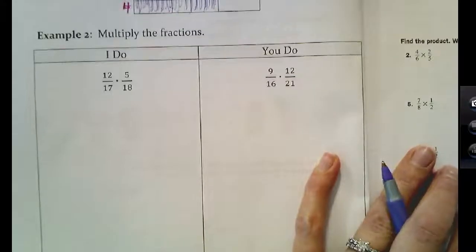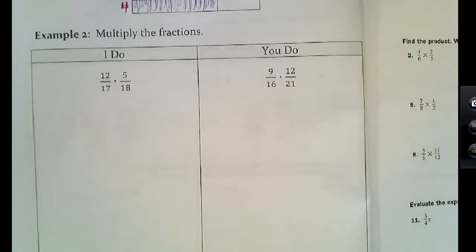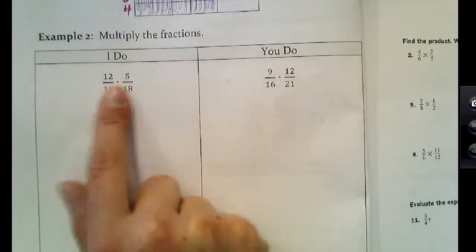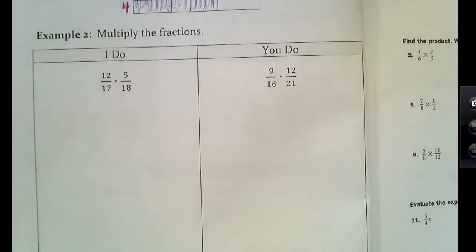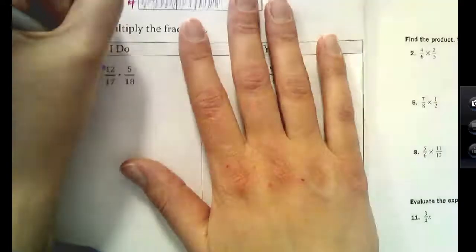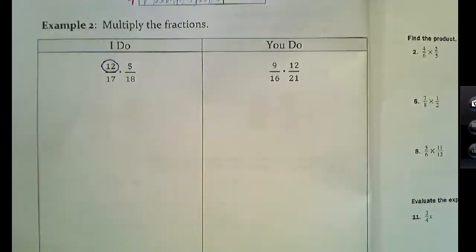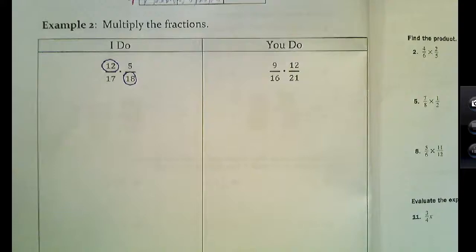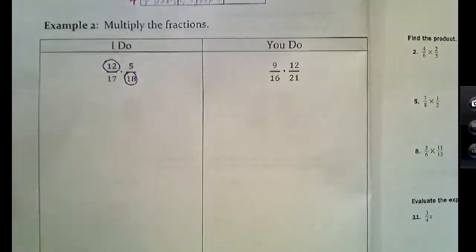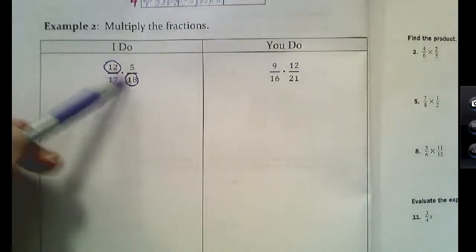And then we just have 2 examples we're going to do down here, and then we're done with our notes. So I have to multiply these 2 fractions. I have 12/17, and I'm multiplying by 5/18. Before we start multiplying, I want to look to see if I can cross cancel. So I want you to go ahead and circle the 12 for me. That's in the numerator or the denominator? Numerator. And then go ahead and circle the denominator of your second fraction. So I'm circling the 18. So the 12 and the 18 could potentially be cross-canceled because they're across from each other.